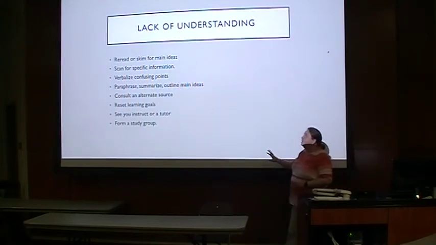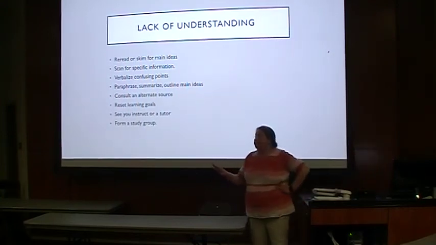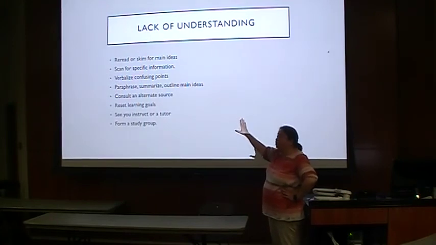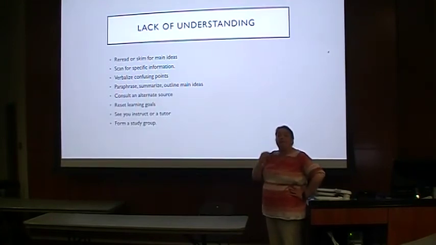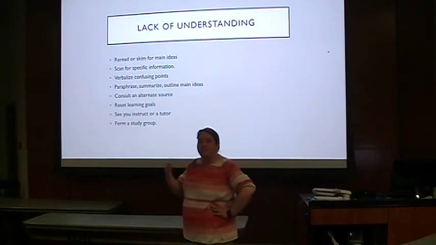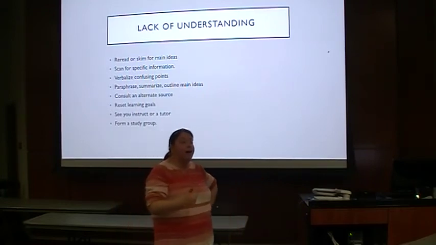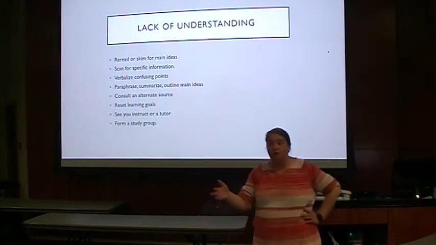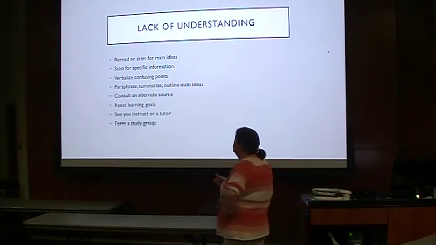If you don't understand, read or skim for main ideas. Scan for specific information. Read out loud the confusing points. One of the biggest errors people make is they read silently to themselves the same confusing point over and over again. And that is kind of like that thing, who said it, Einstein, that you do the same thing over and over again and expect a different outcome each time. If you keep reading silently to yourself the same thing you don't understand, you're not going to get a different outcome. Try to read it out loud. If reading it out loud doesn't help, that's when you go to YouTube or try to find a different source to help explain it to you.